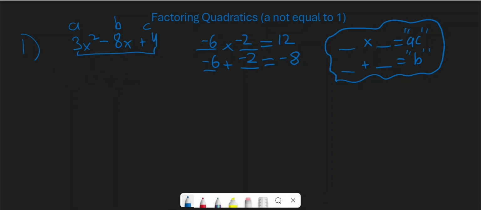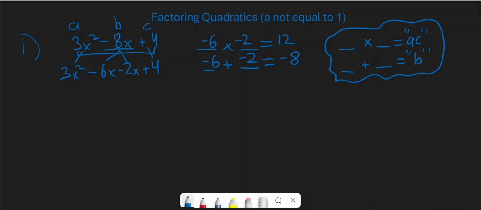Instead, what you want to do is bring down the first term as is. We have a 3x squared. And then break up your middle term, which is a negative 8x, into these two factors, which are a negative 6x and a negative 2x. And then bring down the last term also as is, which is a positive 4. So all we did was bring down the first term and the last term as is, but the middle term we broke up into our two factors, which are negative 6 and negative 2.